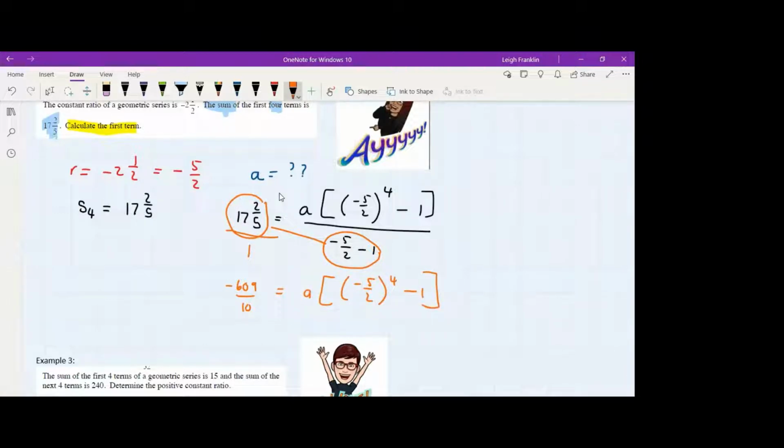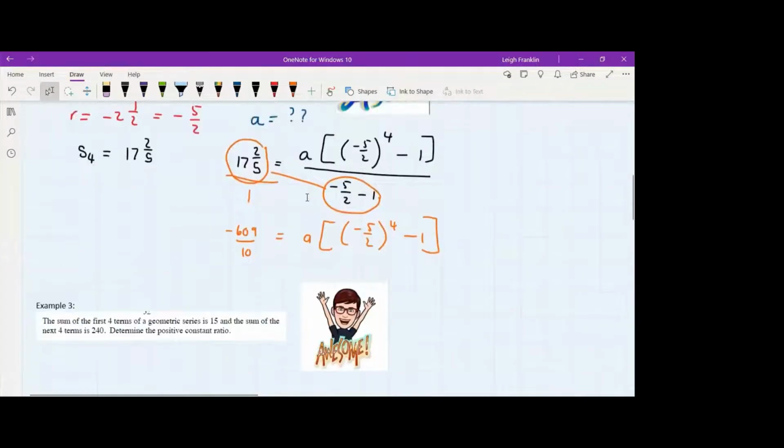Right, there is our A. We want to make A the subject of the formula. So if we had an equation and we had that 2A was equal to 8, we would divide both sides by 2 because 2 is the coefficient of A.